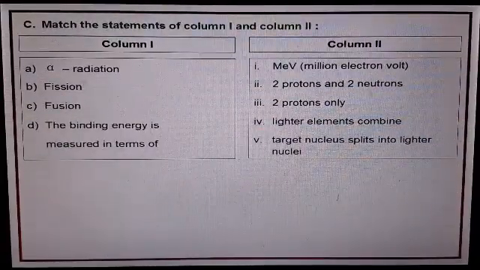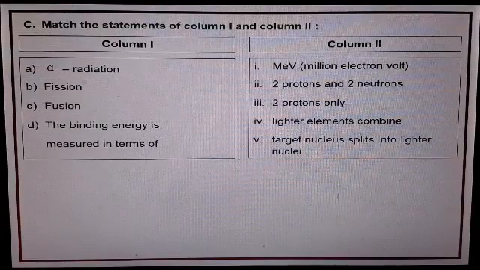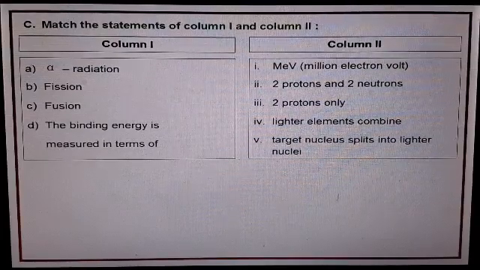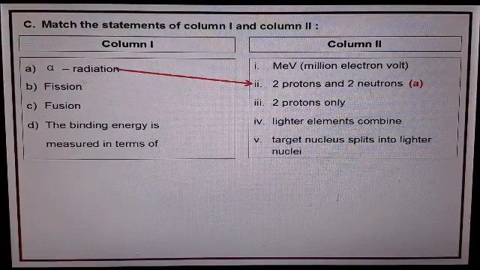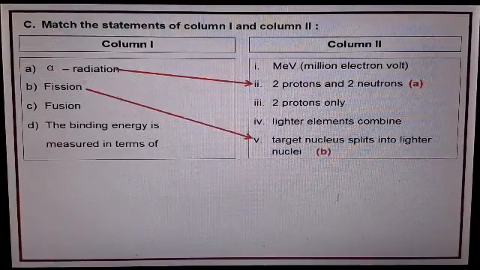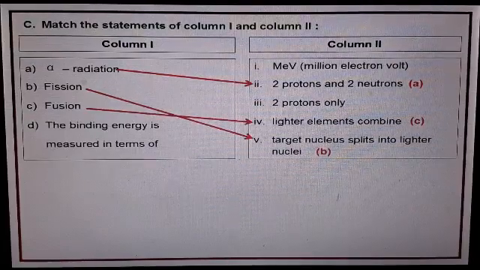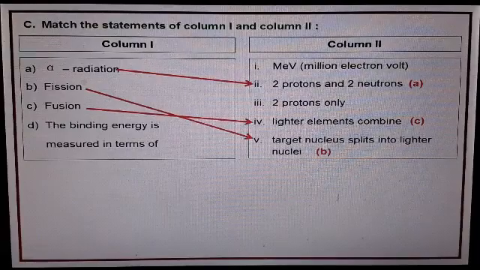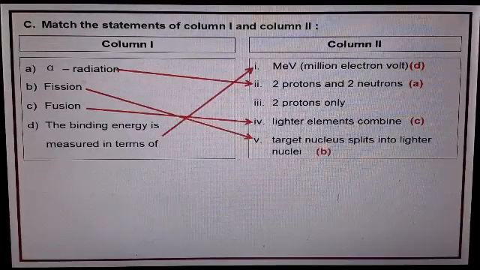Next, move to the next part, that is the match the following. Here in column 1 and 2, we are getting alpha radiation. Alpha radiation can be matched with column 2 as 2 protons and 2 neutrons. That's why it's mass number 4, right? In fission, the target nucleus splits into lighter nuclei. That is number 5. Fusion, that is the lighter elements combine. That is number 4. Binding energy is the measure in terms of million electron volt. That is number 1. Correct? Next one.